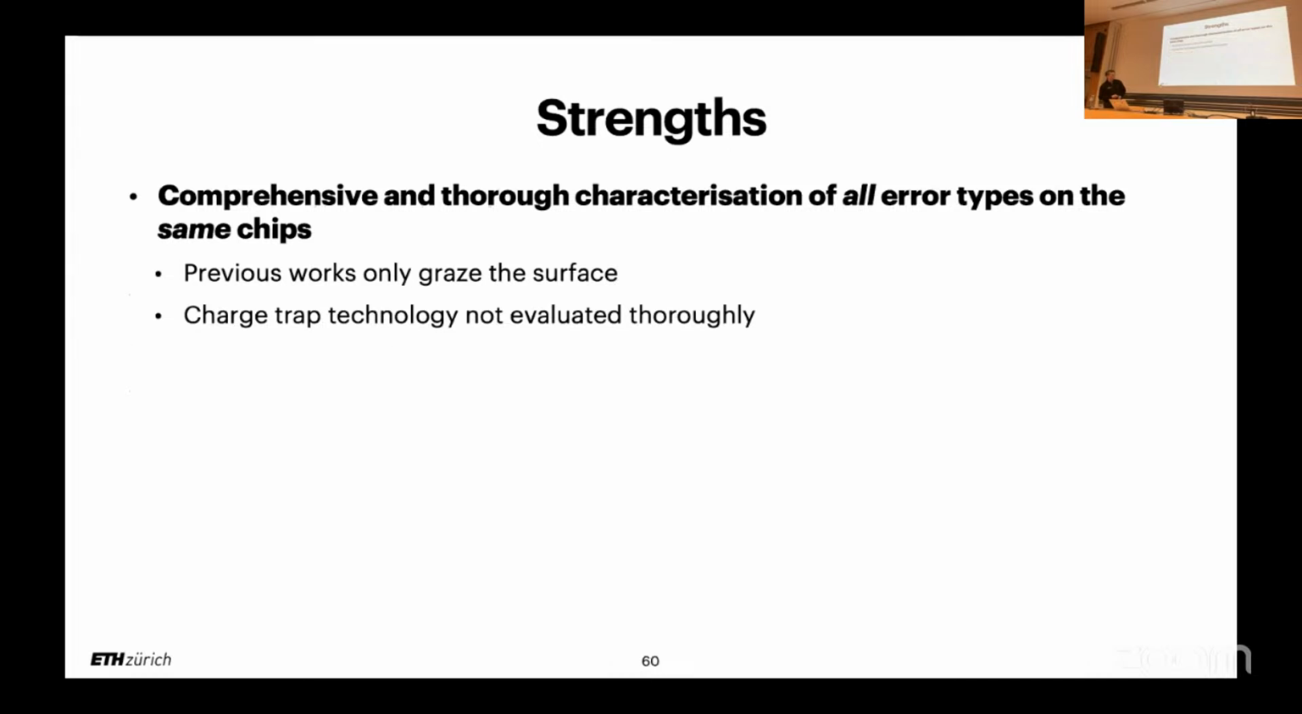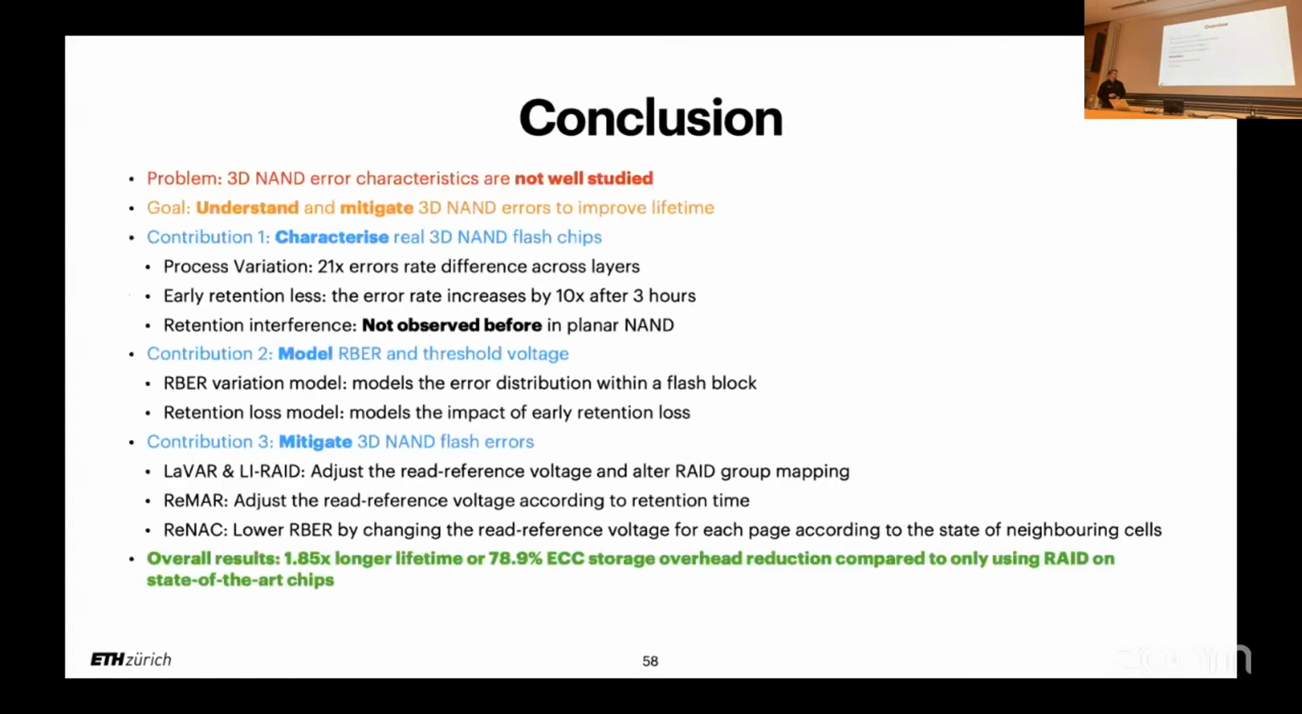Oh, not too fast. So in conclusion, what's the problem the paper identifies? Well, the error characteristics of 3D NAND have not been well studied. So the paper tries to understand and mitigate these errors. It characterizes them first, then models them, and also tries to mitigate them. Finally, they get the overall result we just mentioned in the previous slide: 1.85 times longer lifetime or a 79% ECC storage overhead reduction with state-of-the-art chips.